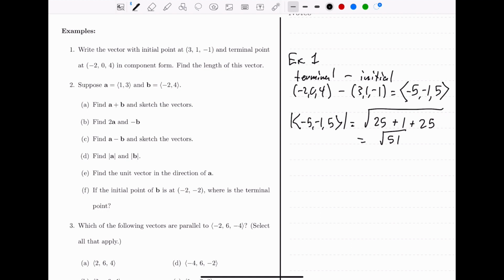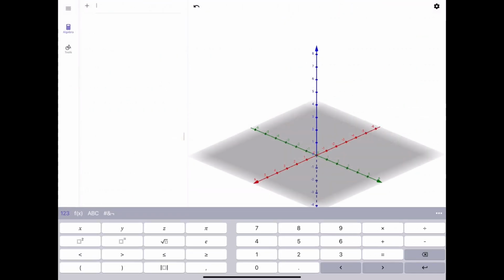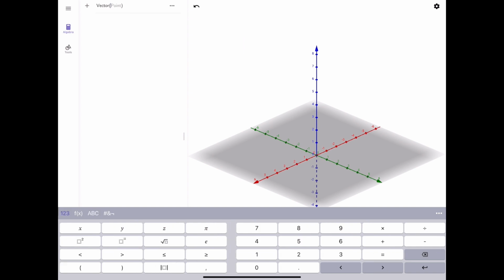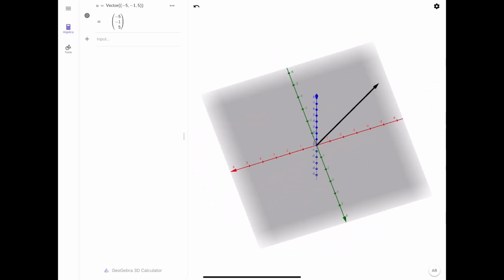Let's take a look at how to draw vectors in GeoGebra. In order to plot a vector in GeoGebra, you first have to type in the word vector. So if you start typing in the word, the command will pop up, and we want a vector where we now input the values of the components. So we just enter this like we'd enter a normal point, negative 5, negative 1, 5. So there we have our vector, negative 5, negative 1, 5.